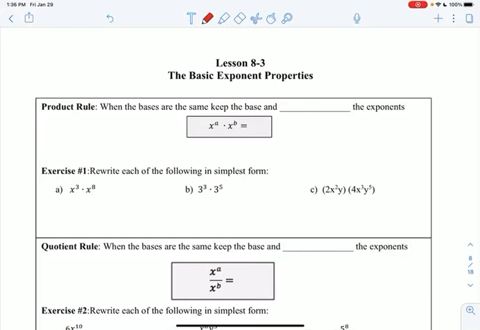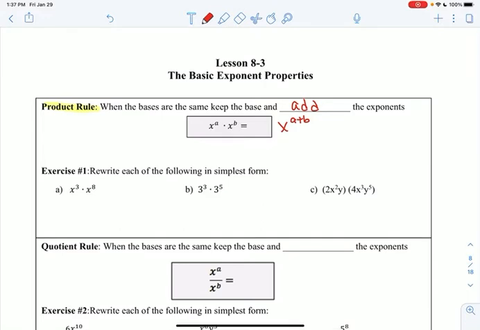So the product rule, product means multiply. When I'm multiplying two exponents together, when the bases are the same, you keep the base and you add the exponents. So x to the a times x to the b equals x to the a plus b. So you keep the base, add the exponents. This only works if your bases are the same.